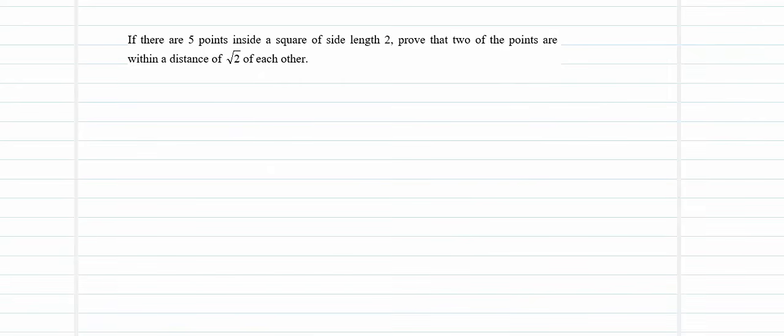Now we move on to the next problem. If there are going to be 5 points inside a square of side length 2, prove that 2 of the points are within a distance of root 2 from each other.